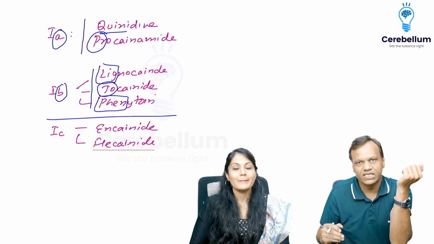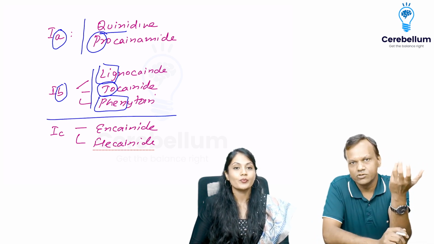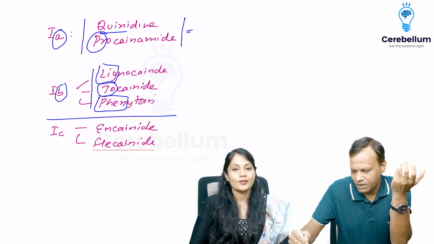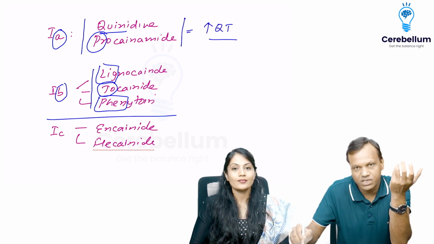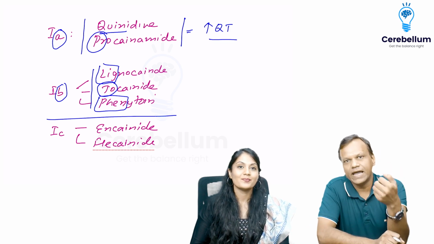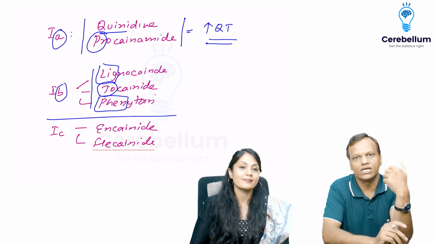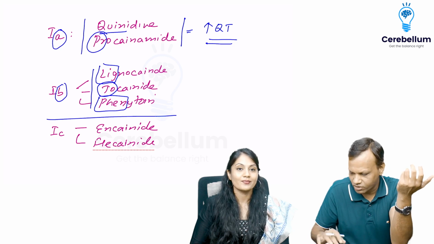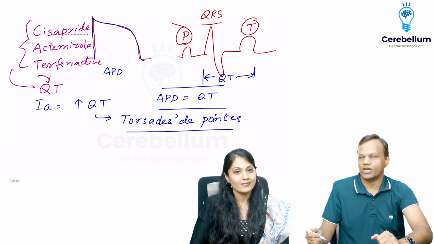Okay? Now out of the three, which will cause QT prolongation? So obviously it is A category people. The hi-fi people are the ones who will be cute, not people like us. Okay? So quinidine and procainamide cause QT prolongation. Okay? So that's all about pharmacology in this action potential.